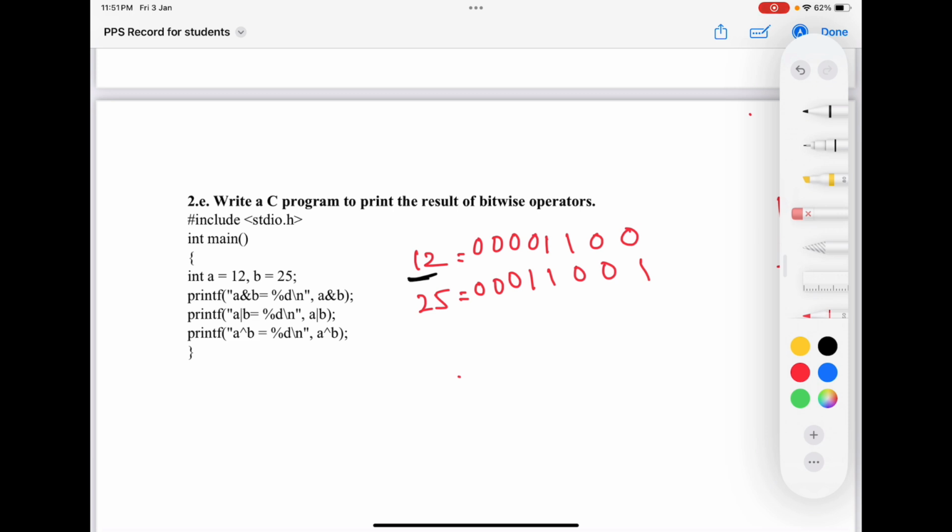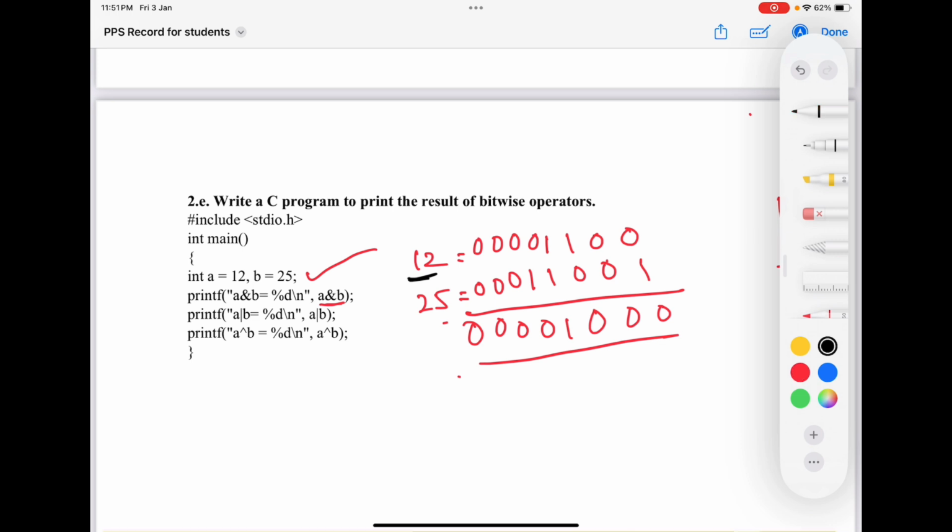So this statement is our input, 12 and 25. Now what did you want to perform? You wanted to perform A and B. What is A and B? When 0 and 1, it gives you 0, as simple as multiplication. 0 and 0, 0. 1 and 0, 0. 1 and 1, 1. 0 and 1, 0. The answer is 1000. So what is the equivalent of 1000? 2 power 1, 2 square, 2 cube. The answer is 8. So this output value should be 8.